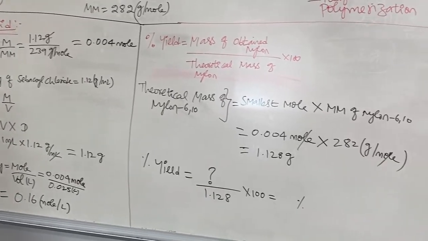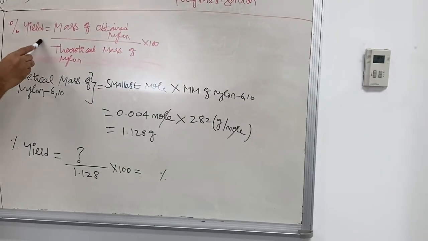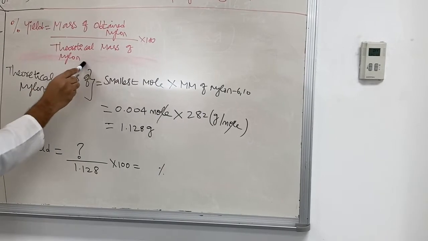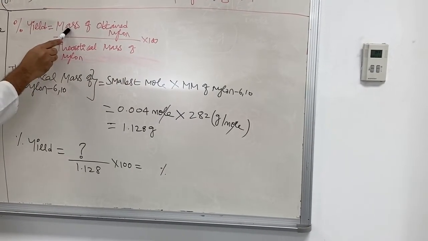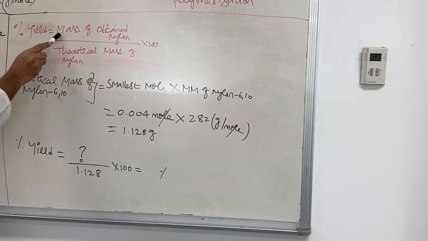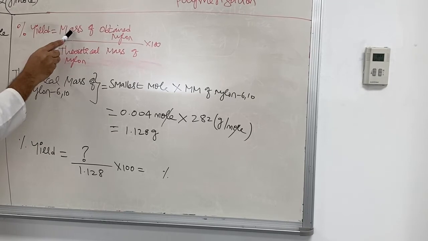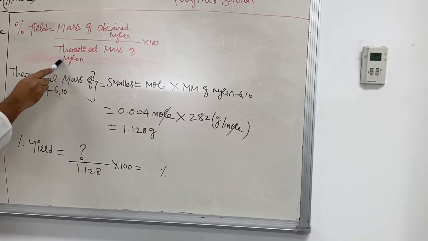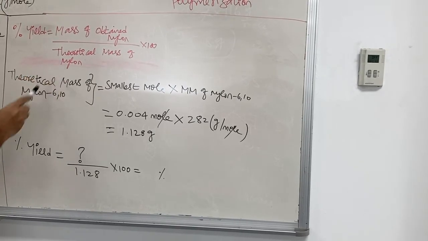The next one is, we have to calculate the percentage yield. So the percentage yield formula is mass of obtained dry nylon divided by theoretical mass, into 100. First we have to complete the preparation, dry the sample, then take the mass. This one is a practical value and this one is a theoretical value. Before preparing the nylon, we can calculate the theoretical value.